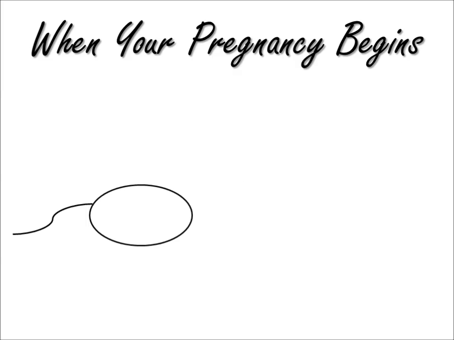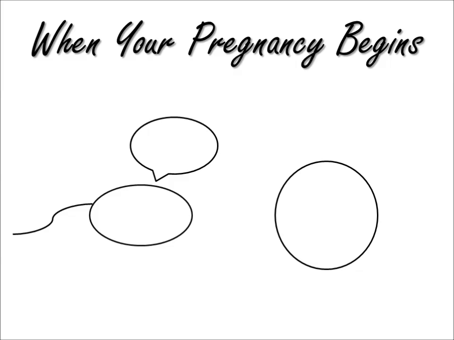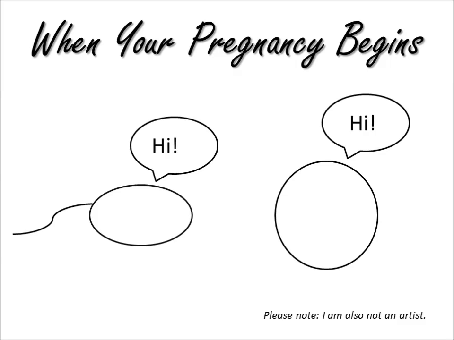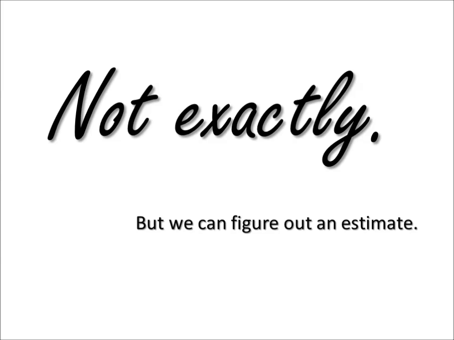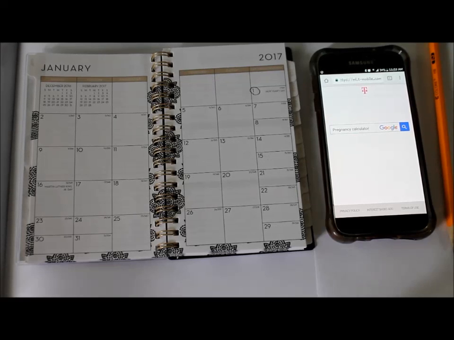We know that a pregnancy begins when the sperm meets the egg, and that usually occurs in the fallopian tubes after ovulation. But do we know when that happens? Not exactly, but we can figure out an estimate based on dates. Here's how I do it.